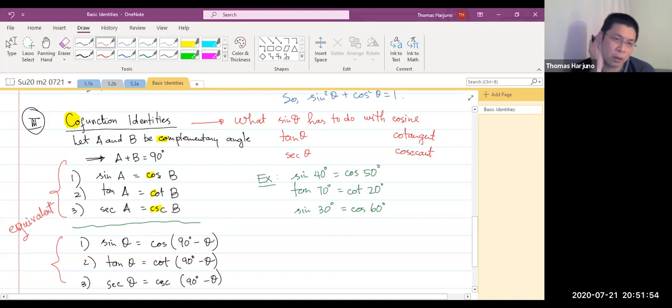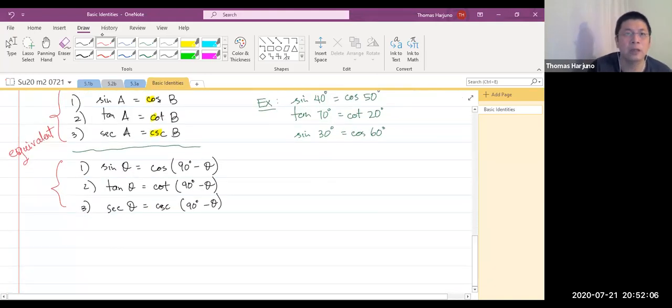Okay, they are equivalent. Basically, if two angles are complementary angles, then they are related by cofunctions. Now, how about the proof? I will give you a very simple proof. It's a lot of visualization, you see.